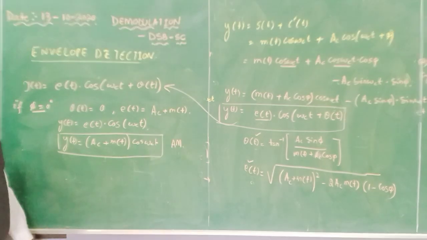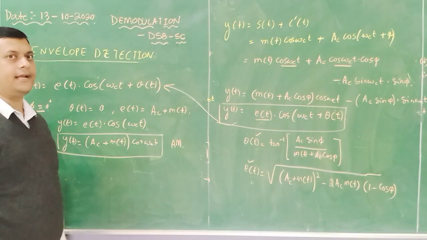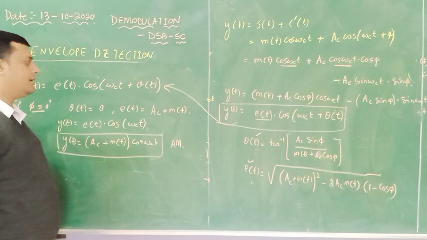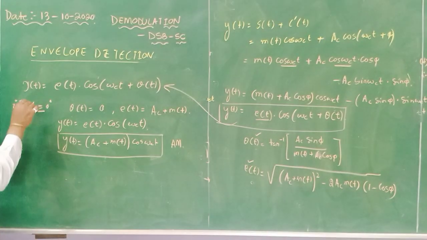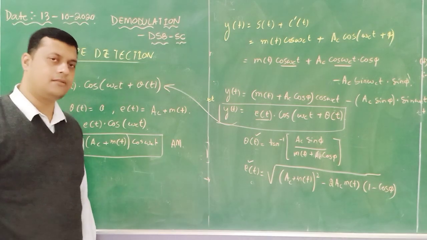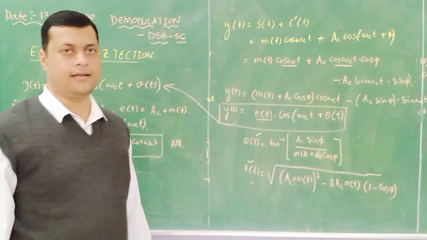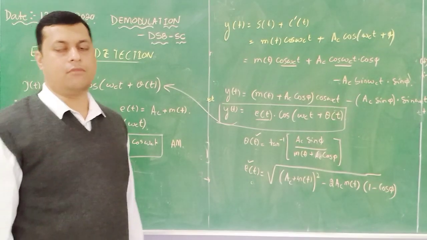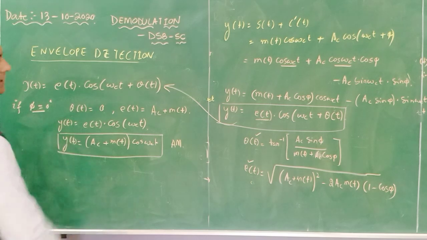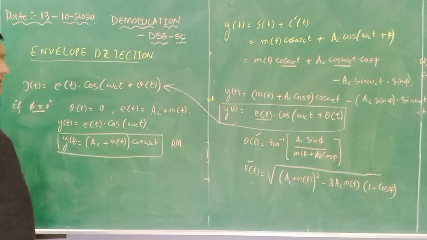AM equation. Done. Now with the help of this AM equation, we can easily extract the modulating signal. Now next case, if phi is not equal to 0, then what happens? If phi is not equal to 0, these are the standard equations to analyze or to extract the modulating signal. So this is for phi equal to 0 degree, meaning this whole equation will become an AM component.